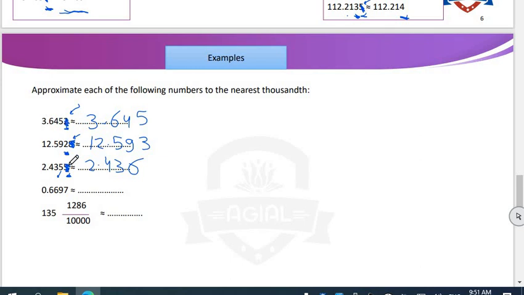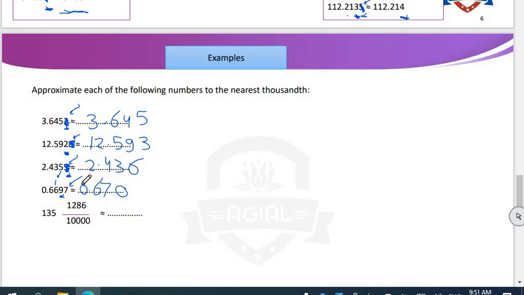Another example. Look at the number in the 10,000th place. 7. 7, are you strong or weak? I am a strong number. So we increase the digit in the thousandth place by 1. In here 9 becomes what? 10. Do we write all 10? No, we write 0 and carry 1. 1 plus 6 equals 7, and we put 6.70.